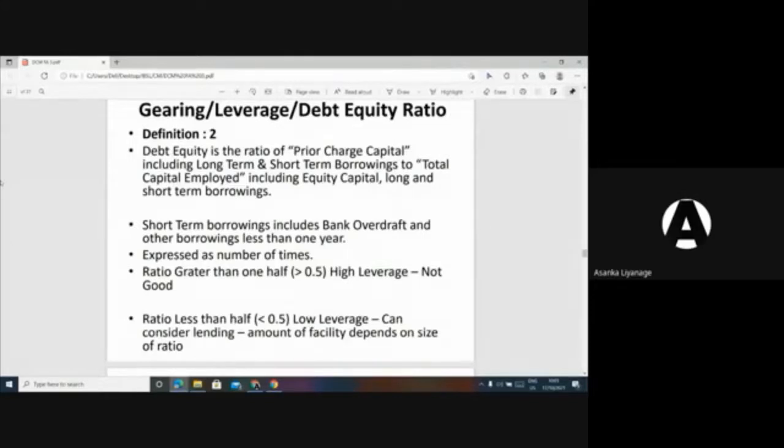So debt capital means both short term and long term. When we add equity capital to that, we can find the total capital. Then in this ratio we divide debt capital by total capital. Debt capital divided by total capital. If it is higher than 0.5, we can say higher leverage or higher gearing here. If it is less than 0.5, we can say a low geared or low levered company.